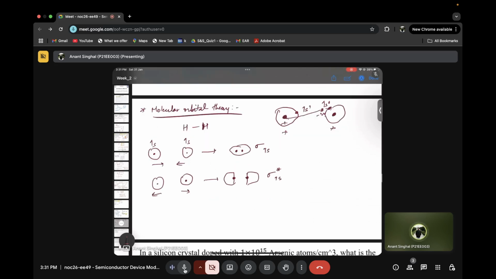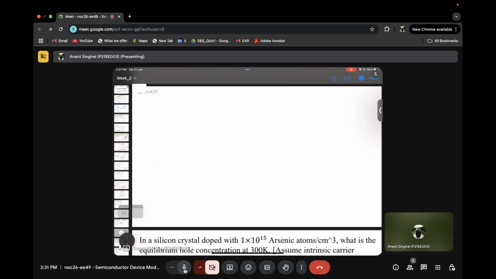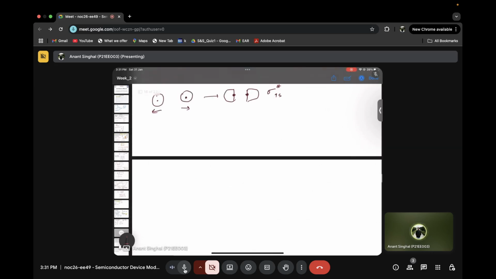Now, as I said, there are two different types of bonding happening. One is due to the attraction and one is due to the repulsion. Let's say we have one hydrogen atom here, one hydrogen atom here, and as they are coming closer to each other, you might have seen this in your class plus one, plus two. As they're coming here, they are splitting into two different energy levels. One is due to the attraction and one is due to the repulsion. This is nothing but the anti-bonding and this is nothing but the bonding.